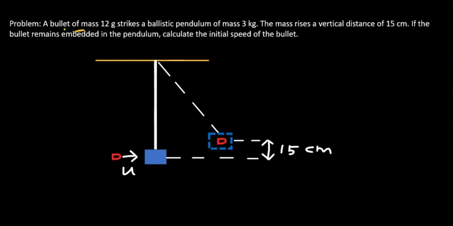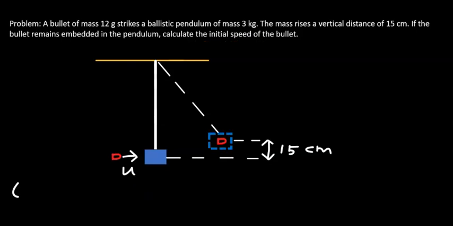A bullet of mass 12 grams strikes a ballistic pendulum of mass 3 kg. So this is the mass 3 kg and this is the bullet. This bullet travels initially with speed u meters per second, strikes this mass, and the mass as a result rises a vertical distance of 15 cm while the bullet remains embedded in the mass. Calculate the initial speed of the bullet, that is u.